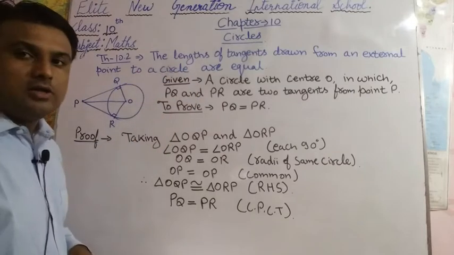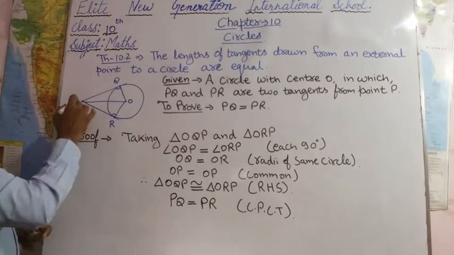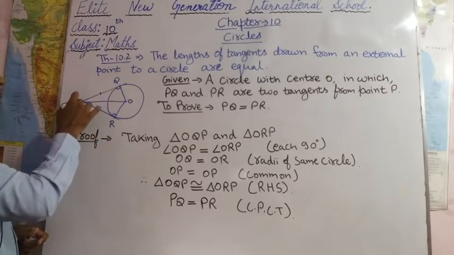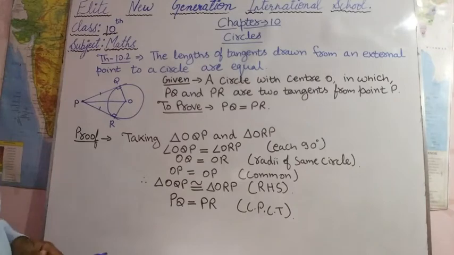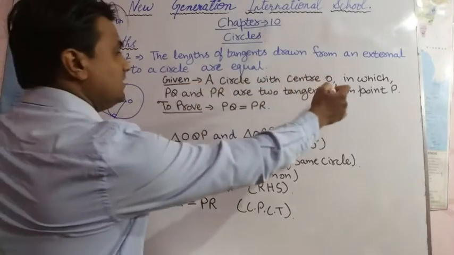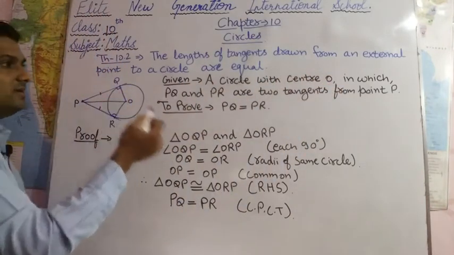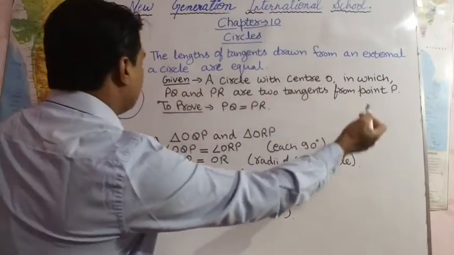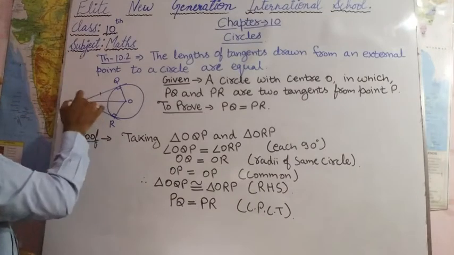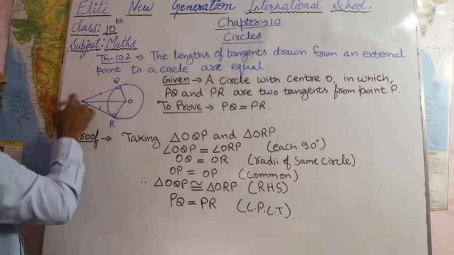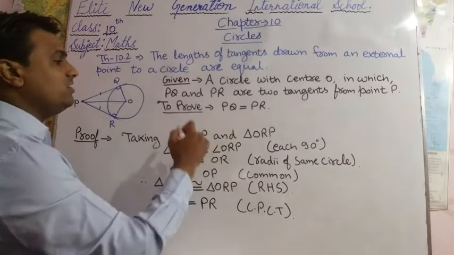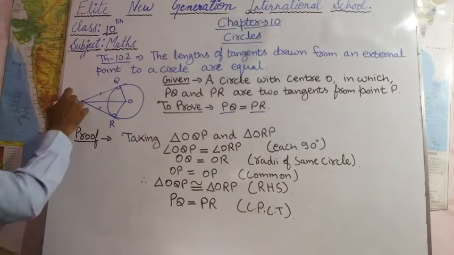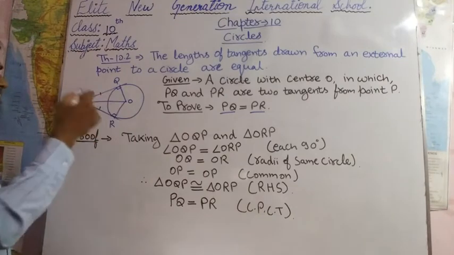According to this theorem we have to prove that the lengths of tangents drawn from an external point to a circle are equal. In this diagram, PQ and PR are the two tangents drawn from a point P to a circle with center O. Here we have to prove that PQ equals PR, that is, these two tangents are equal.